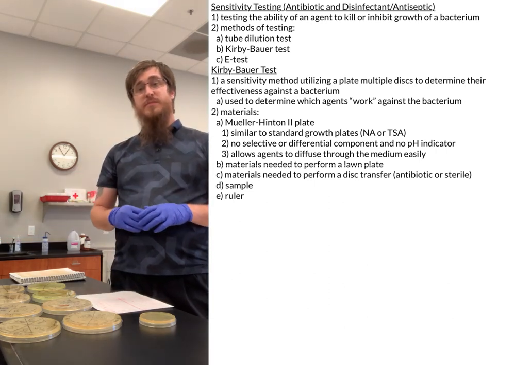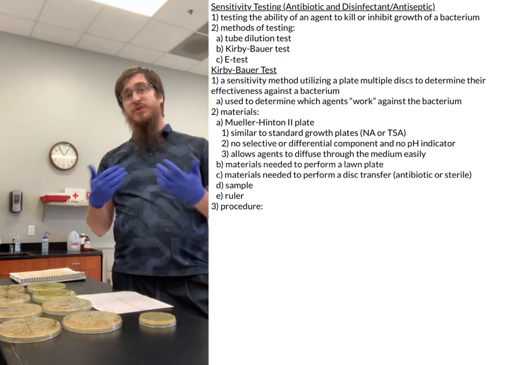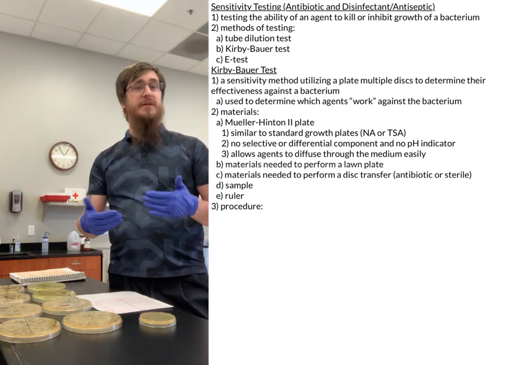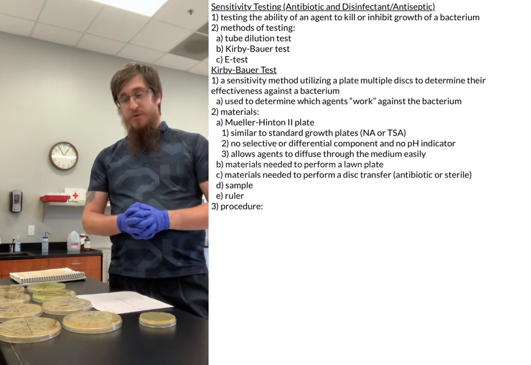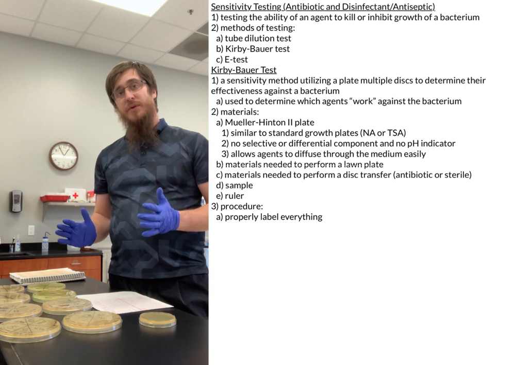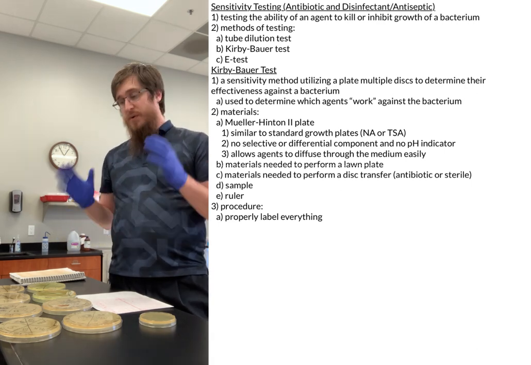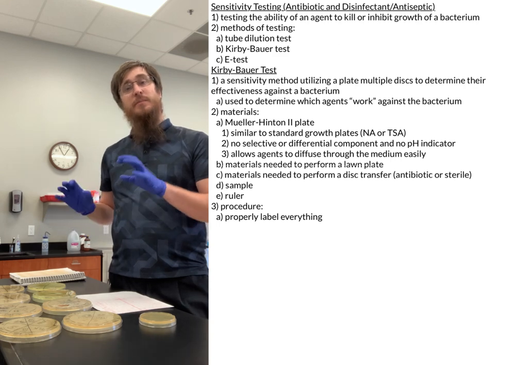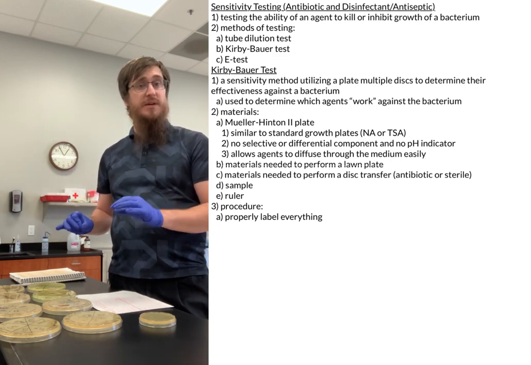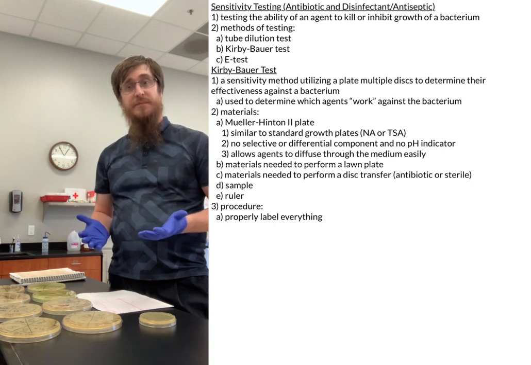So in terms of the procedure that we use to perform the Kirby-Bauer test, it is pretty straightforward, but it is a very repetitive technique. You're going to start out basically labeling everything, and this is very important. We have already talked about how we label everything in class, but when it comes to this procedure, there are many ways that we can miss labels, and if we do that, we won't even know what's on the plate or what it is that we're testing.